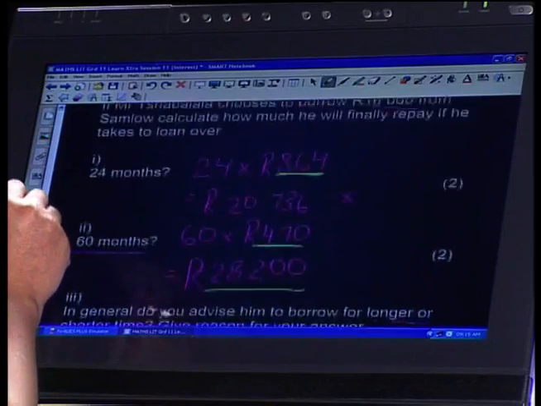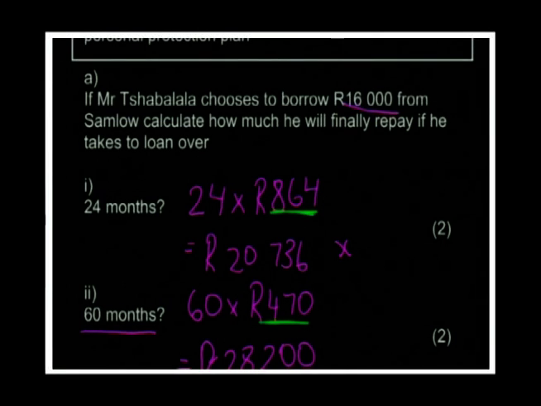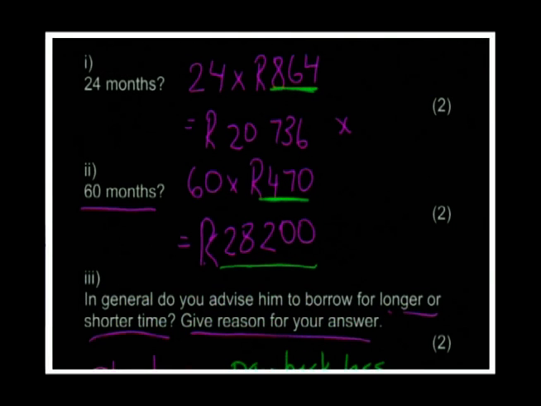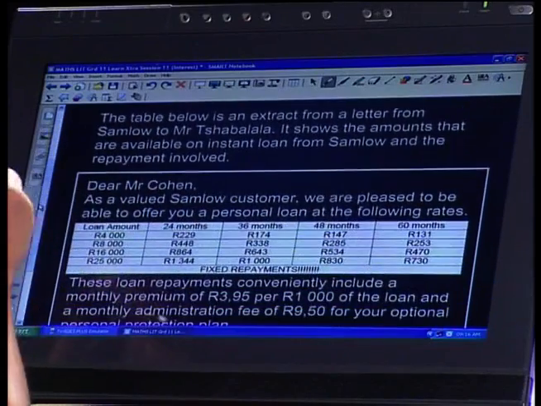Right, have we answered all the questions? I just want to quickly go through this again. So we're looking at Mr. Chabalala, he's borrowing 16,000 Rand, and we need to calculate how much he will finally repay if he takes the loan over 24 months. We've done that. Over 60 months, we've done that. And in general, do we advise him to take it for shorter or longer? And we've given a reason, so we've answered all that question. So let's move on to the next part of the question. Right, we've still got our same table.